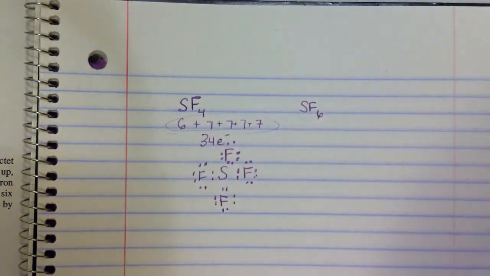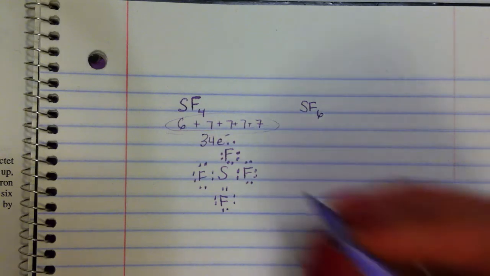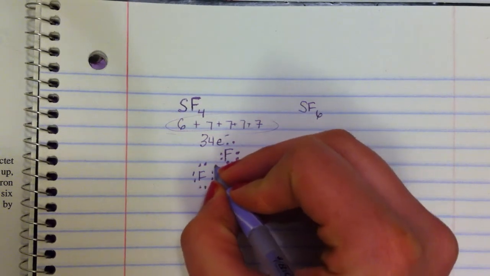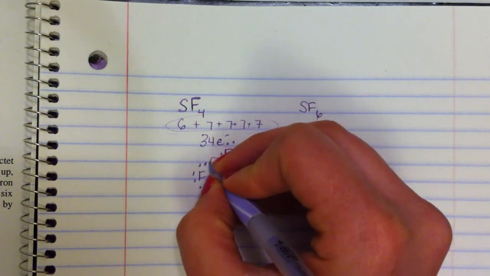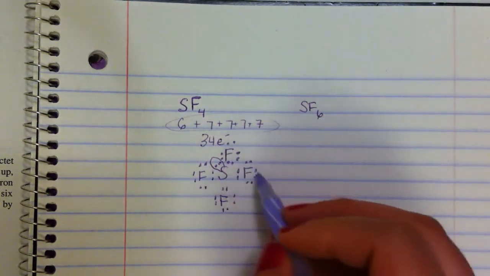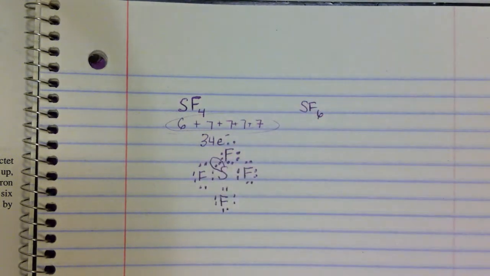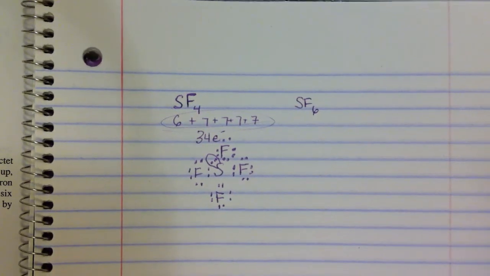34 from our initial count, and so that leaves us with 2 extra, and if you have extra, you just get to put them on the middle. So this sulfur will have 4 things bonded to it and a lone pair here, and we'll talk tomorrow about what that geometry would be.